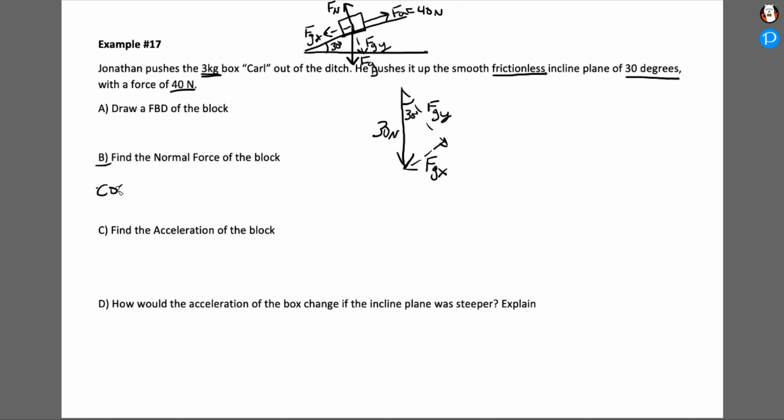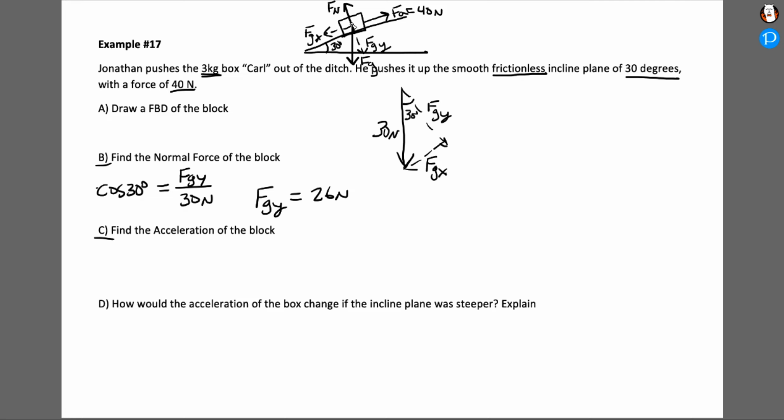So we've got cosine, right? Cosine of 30 degrees is equal to FGY over 30 newtons. And this is going to be the same as the previous problem, because it's all the same stuff. We've got the same angle, the same mass of the box, so this is going to work out to be the same normal force as the previous one, so 26 newtons. So 26 newtons pushing up. And we want to find the acceleration of the box. Now this one is going to be different than the previous problem, because in this one, we're now pushing up the hill with 40 newtons of force.